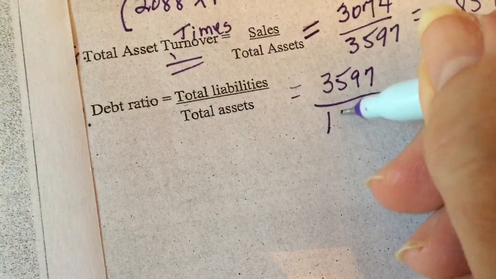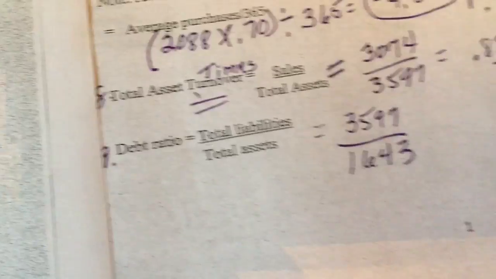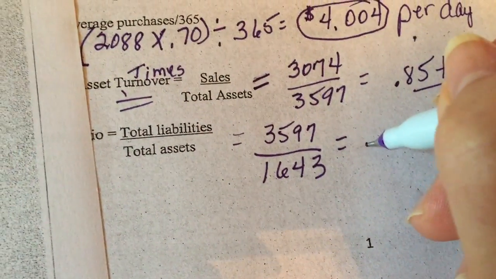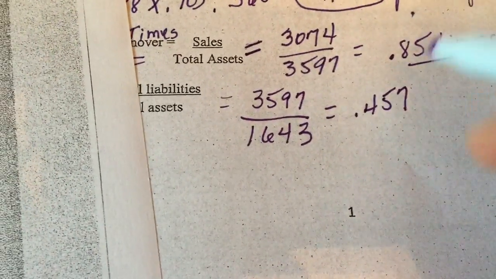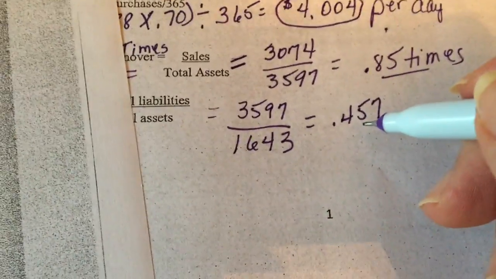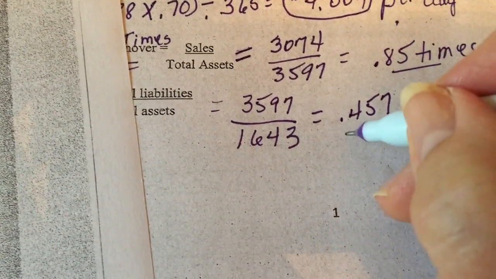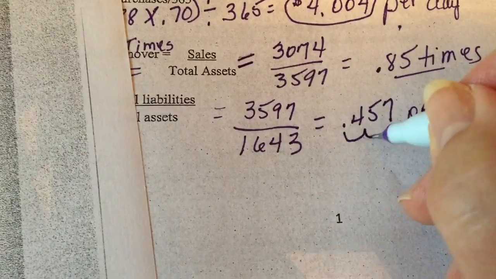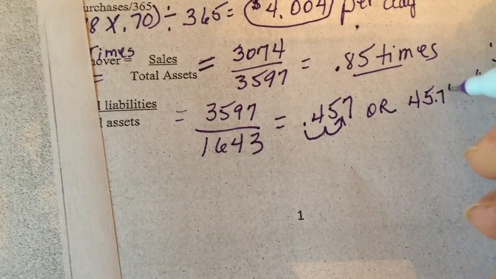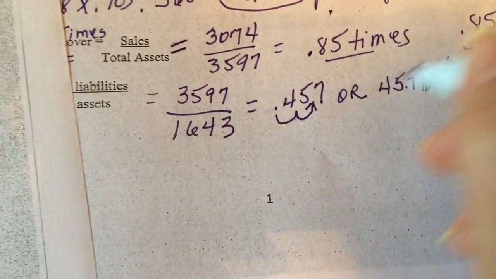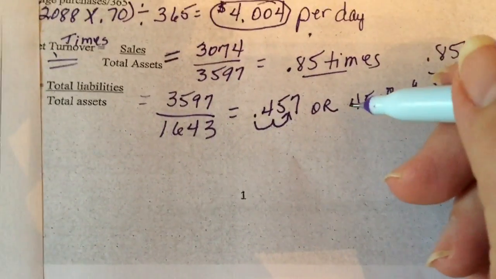And 1643. When you plug that in, it comes out to be 0.457. Okay, now let's just leave it in this form, or you could change it. This one is usually represented as a percentage. Moving the decimal 2 places to the right would change it to 45.7%. Now, this indicates how much is being borrowed, and Donald Trump is known for his leverage.